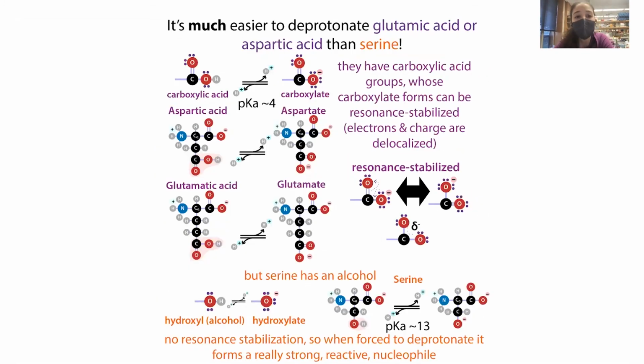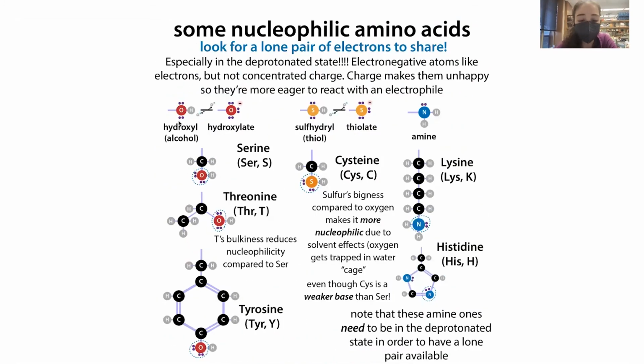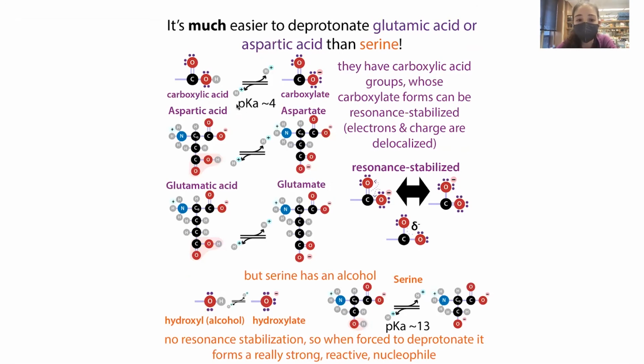Why is this? It's a lot easier to deprotonate a glutamic acid or an aspartic acid than serine, because aspartic acid and glutamic acid have this carboxylic acid group. When this deprotonates, you get this carboxylate group. And this form is what we call resonance stabilized. We can draw the double bond to either of these oxygens, and the true thing is that it's more in the middle, the charge is shared throughout here. This is called resonance stabilization.